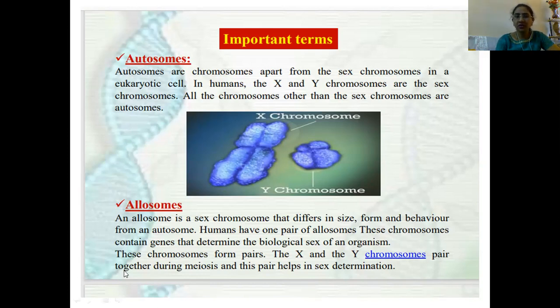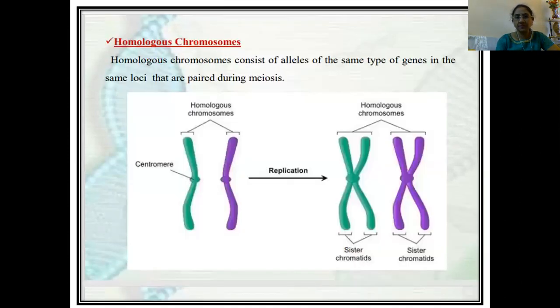Whereas allosomes are the sex chromosomes which mainly help in the differentiation of the organism's sex. They determine whether it will be a male or a female. So in humans, we have X and Y chromosomes. They pair together during meiosis, and this pair helps in sex determination.